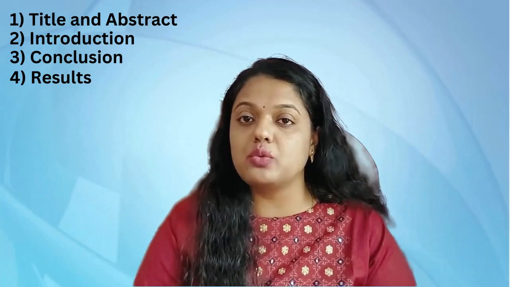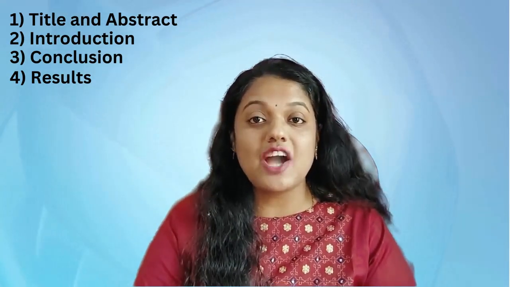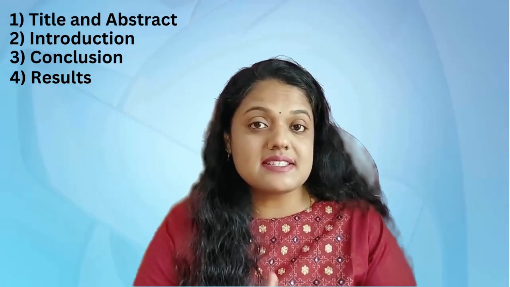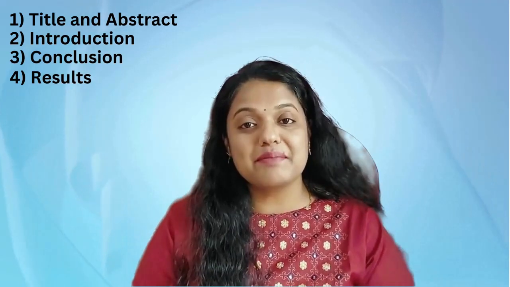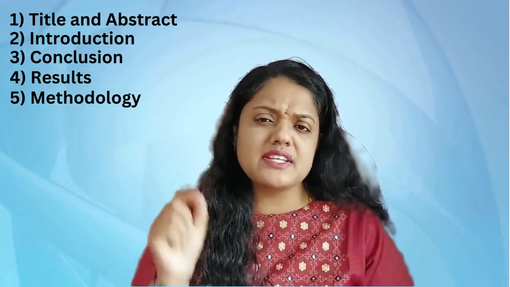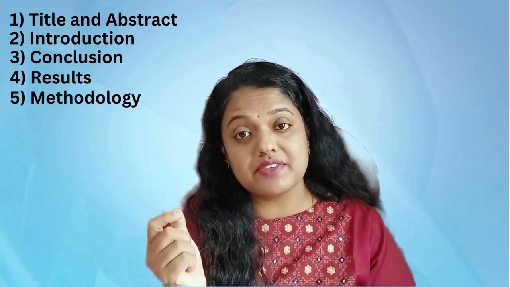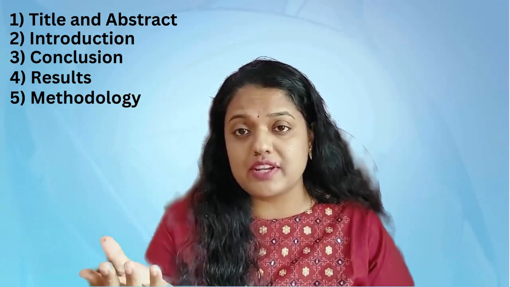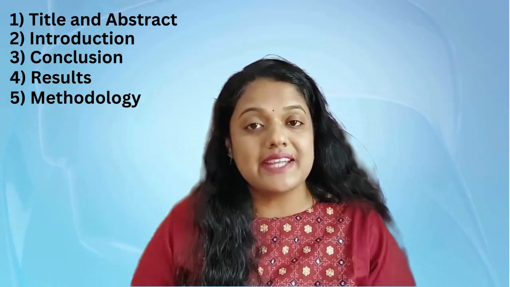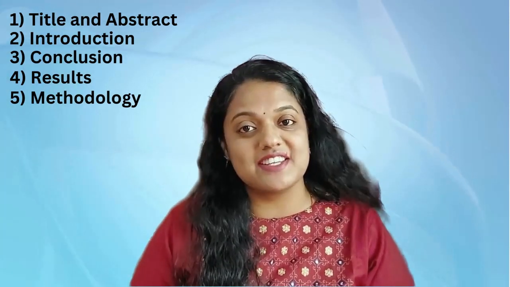Number 4, results. This section lists the major outcomes and statistical measures of the research. It would also highlight why results deviate from the expectations. Number 5, methodology. This section highlights the steps of the experimental process and also identifies specific tools, libraries, hardware or software requirements to carry out the research experiments. It also specifies the details of the data set or sample information using which the research study was conducted.